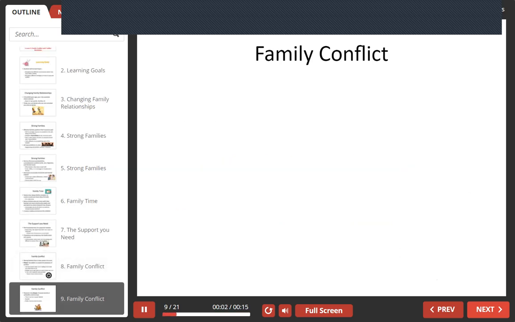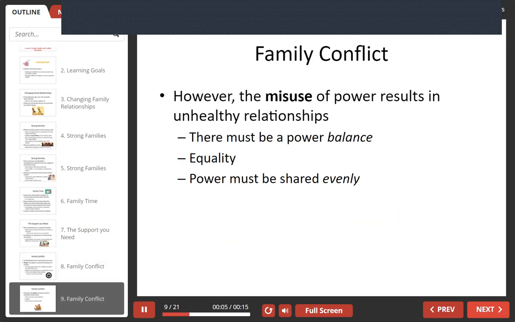However, the misuse of power results in unhealthy relationships. There must be a power balance. There must be equality. Power must be shared evenly.